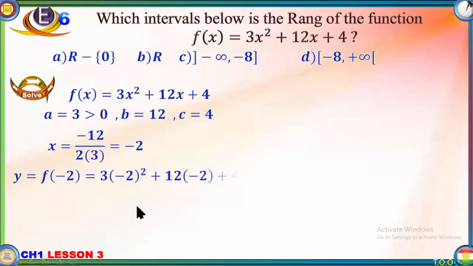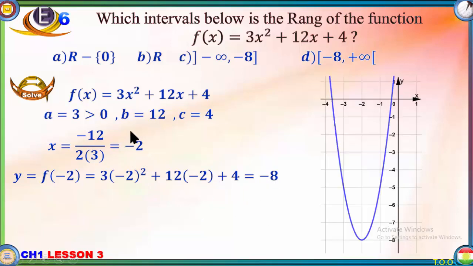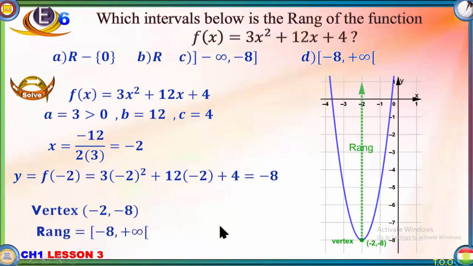To find y, f of minus 2 equals 3 times (minus 2) squared plus 12 times minus 2 plus 4, which equals minus 8. That means the vertex is (minus 2, minus 8). And because the leading coefficient is positive, therefore it begins from minus 8 to the positive infinity. That means D is the correct answer.